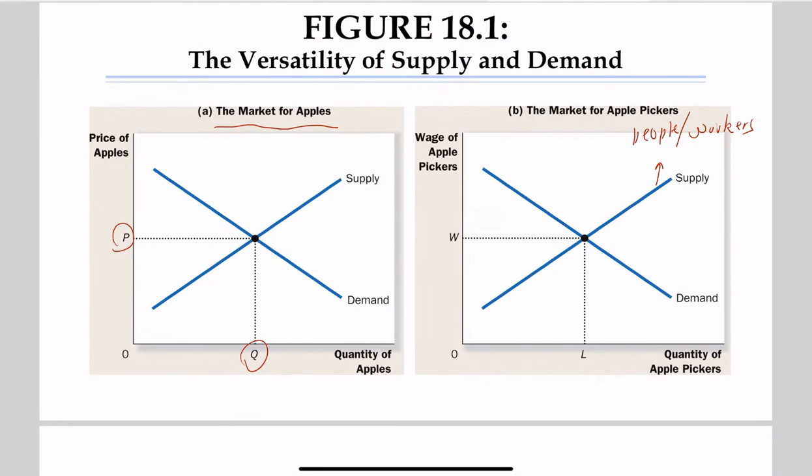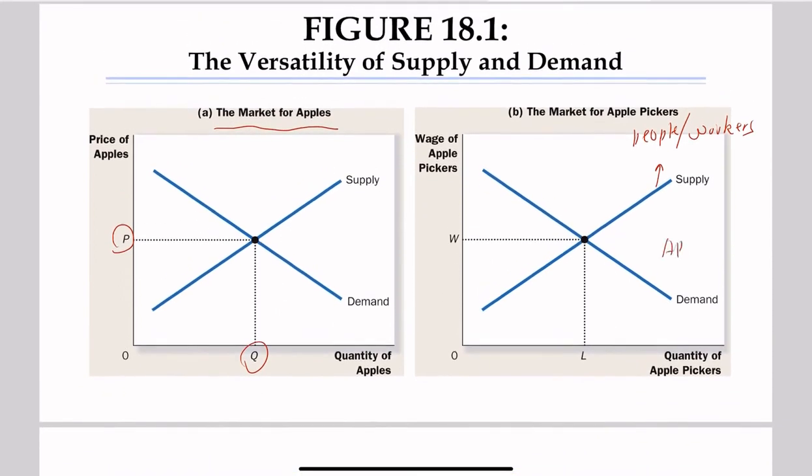So who are the demanders? Who is demanding labor? Well, let's say apple farms, or maybe apple firm. I don't think you have apple firm, so maybe it's better to use apple farms, right? And then in this case, again, if we use supply and demand, we're looking at the intersection, and then we will get the equilibrium price and equilibrium quantity.